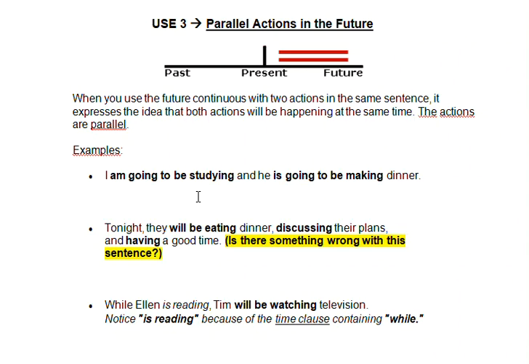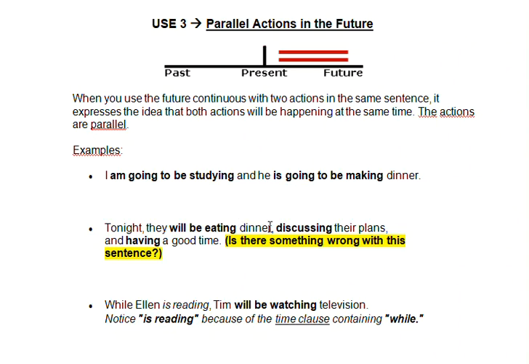Okay? I have a question here. Tonight, they will be eating dinner, discussing their plans, and having a good time. Here I have three actions. Esta noche ellos cenarán, o estarán cenando, para ser más específicos. Ellos estarán discutiendo sus planes y ellos estarán pasando un buen rato. Ahora, is there something wrong with this sentence? ¿Hay algo raro con esta oración?